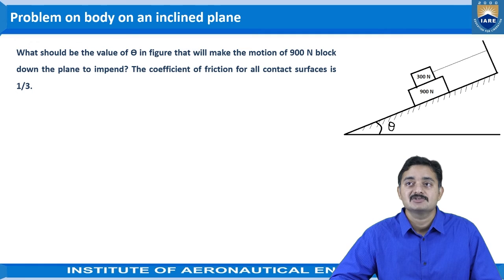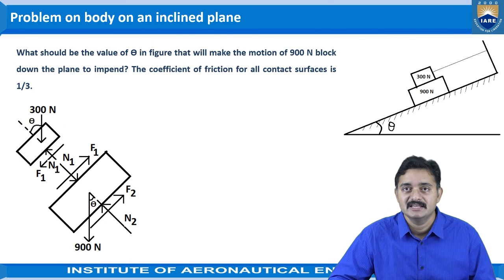Now they are asking us to identify the value of theta, which makes the 900 Newton block slide downwards even though no force is being applied here. In the previous case, the force P was acting, but here the force is not present. But by the rise in the inclination, the 900 Newton block will try to move downwards. So for that limiting friction condition, the inclination theta is being asked.